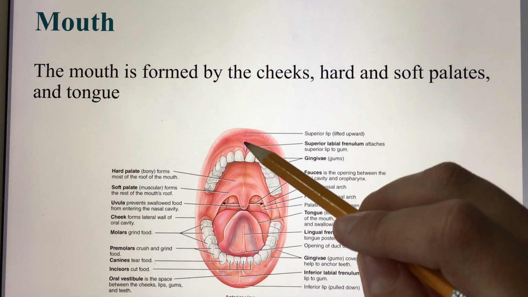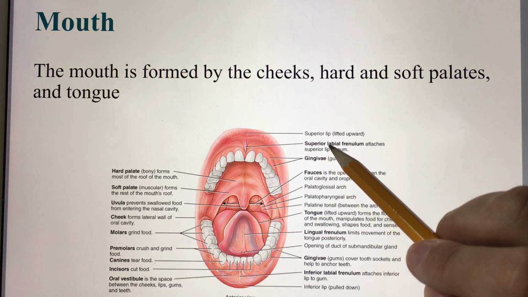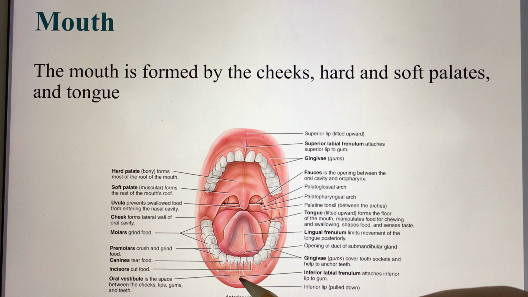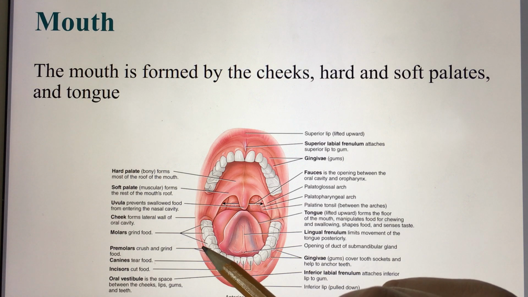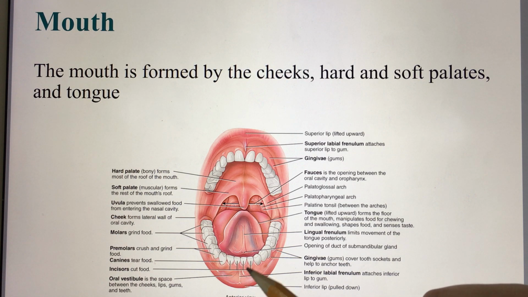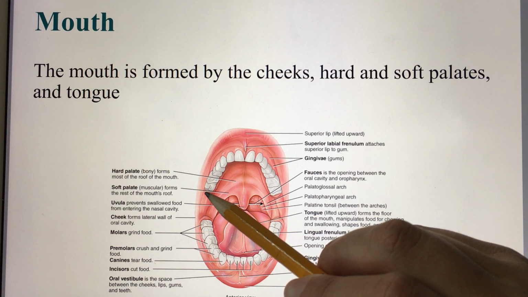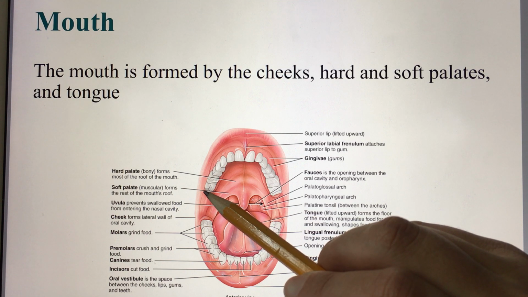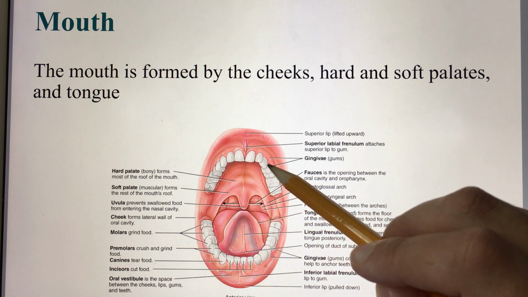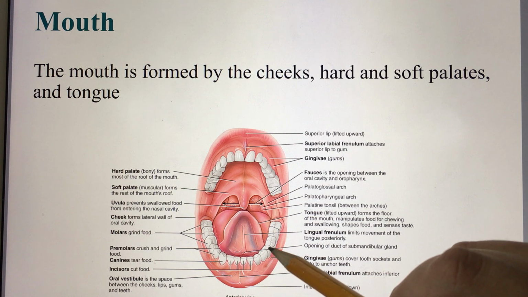So the upper lip is connected to the gums by the superior labial frenulum, and the lower lip attaches to the gums by the inferior labial frenulum. The gums, the pink tissue on top of the teeth, are called gingiva. They cover the tooth sockets and help to anchor teeth. There are 32 teeth in an adult mouth. There's going to be 16 upper teeth and 16 lower teeth.